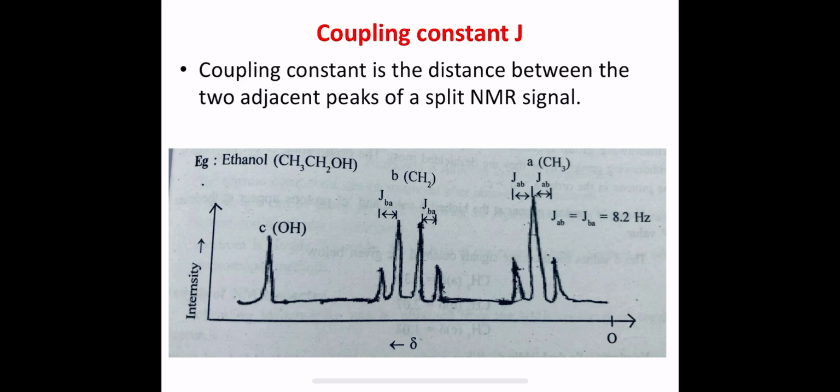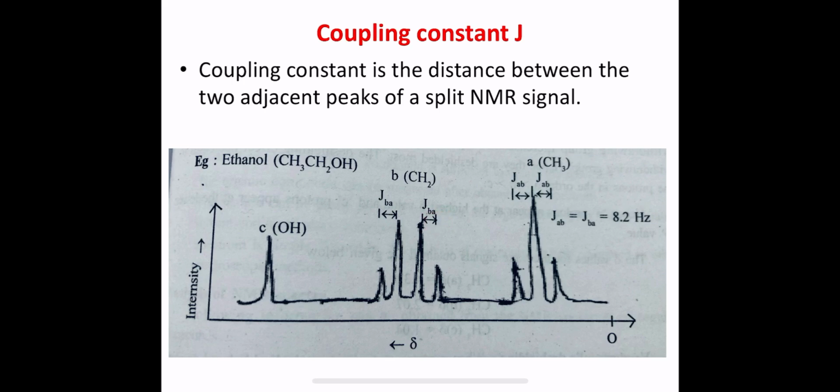If a set of protons B splits the signal from a set of protons A, then the coupling constant is denoted as JAB. This is what is represented as JAB. In the same way, if a set of protons A splits the signals from a set of protons B, then the coupling constant is denoted as JBA. So here, as I am pointing out with the pointer, this is the distance which is denoted as JBA.